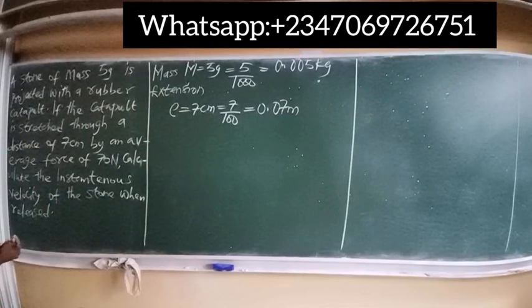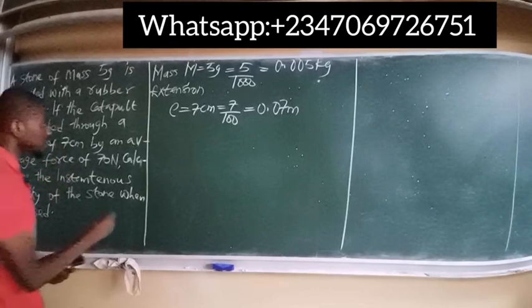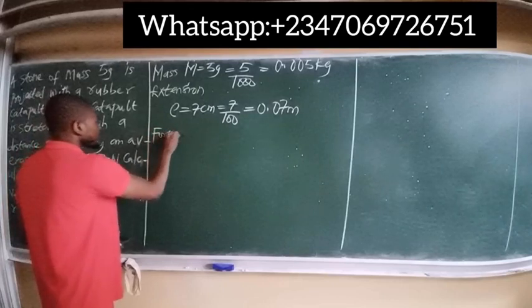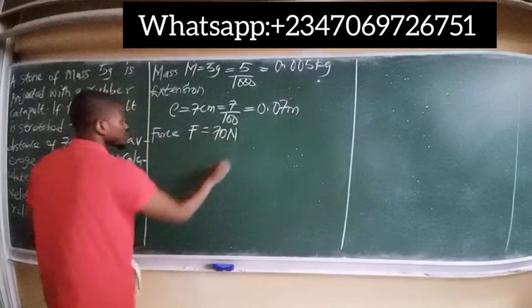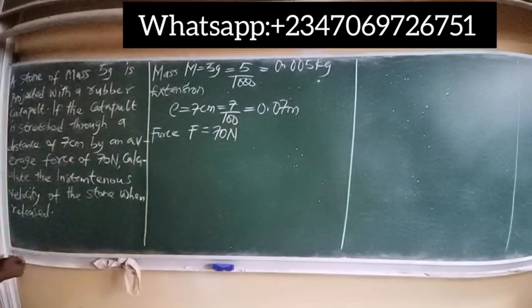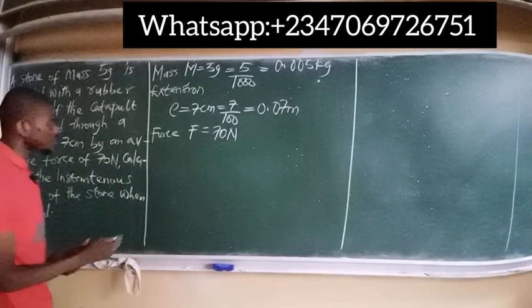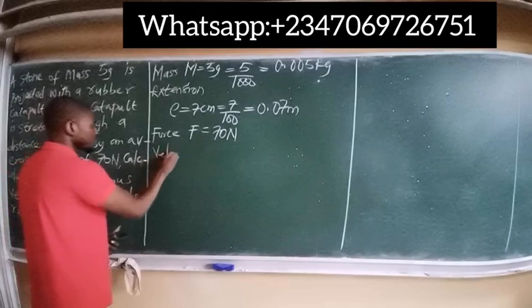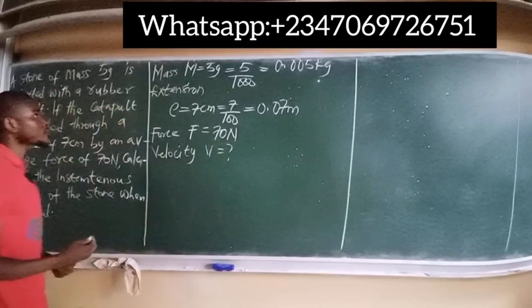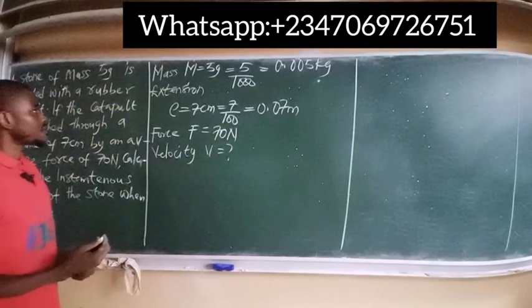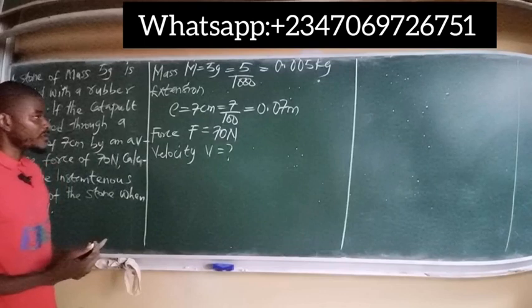Okay, so we have that through a distance of 7 centimeters by an average force of 70 newtons. So force was given to us. The force applied F was given as 70 newtons. Question says calculate the instantaneous velocity of the stone when released. Alright, so we're looking for velocity v. First of all, we were given a mass and an extension. We were also given a force.